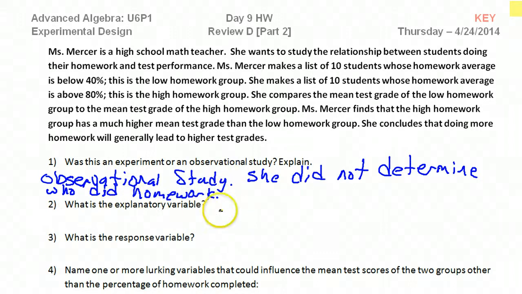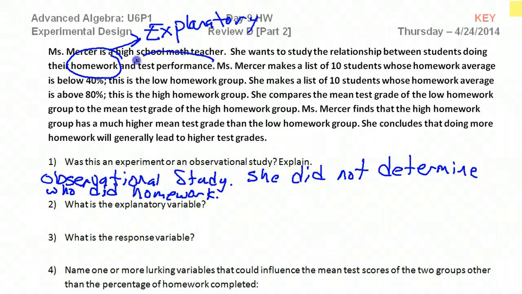All right, now, what is the explanatory variable? Remember, the explanatory variable is the thing that comes first, okay? The response variable is the thing that happens later. So she's trying to figure out the relationship between students doing homework, okay? That's the explanatory variable. And test performance, that's the response variable.